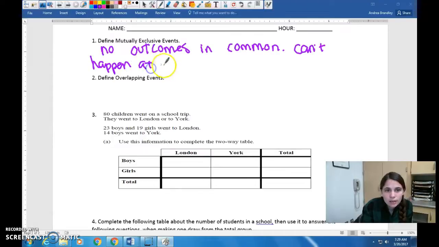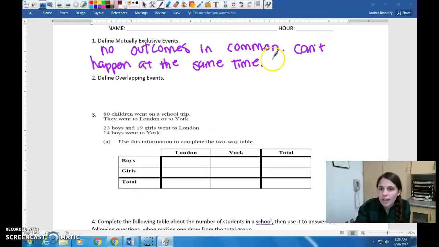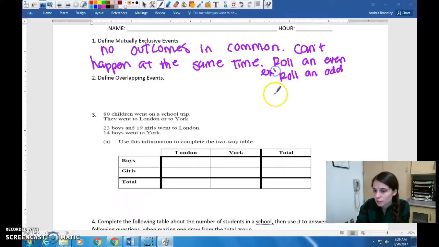An example of this, say we have a dice and we roll it. We can't roll an even number and roll an odd number at the same time. There's no even numbers that are also odd numbers. So this is an example of mutually exclusive events.